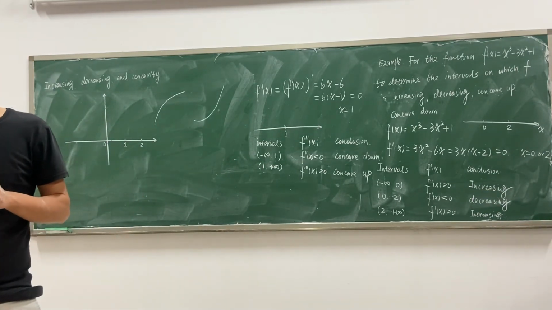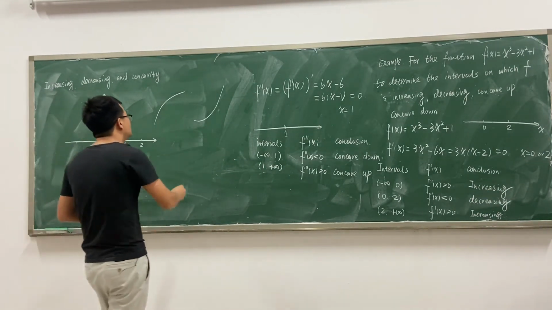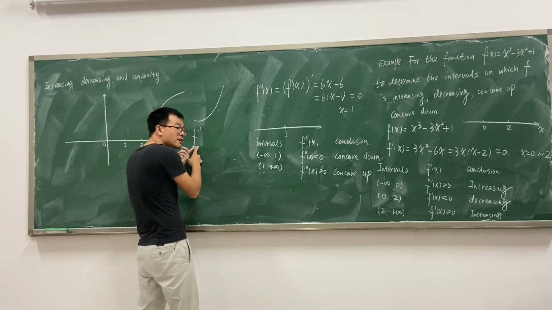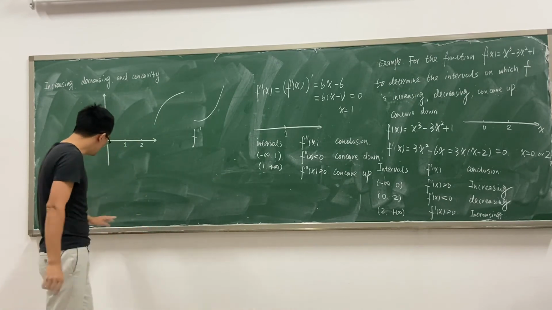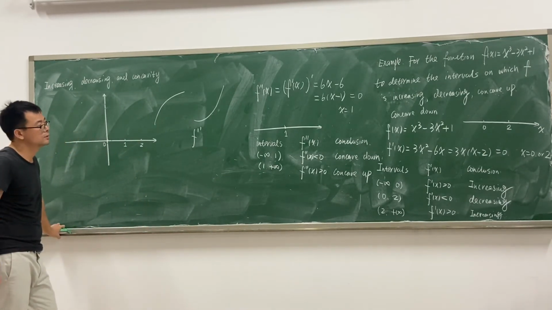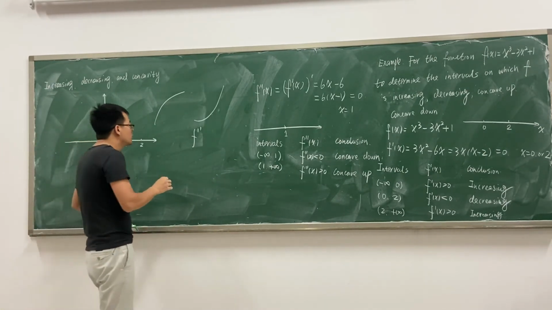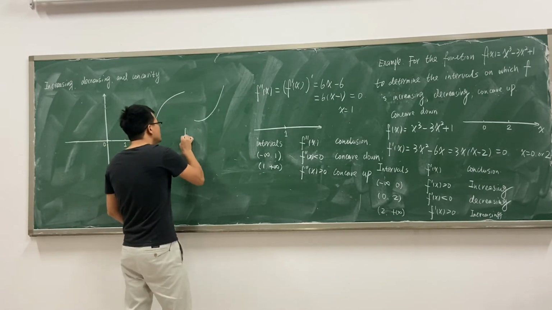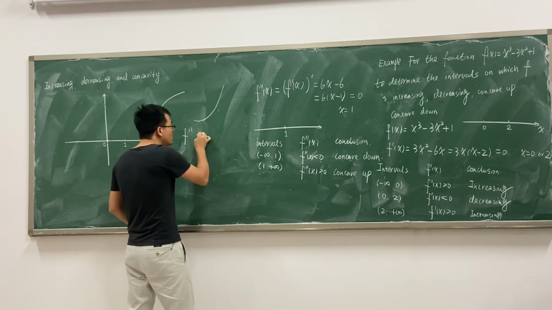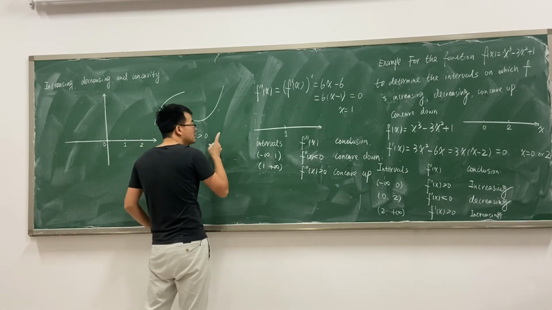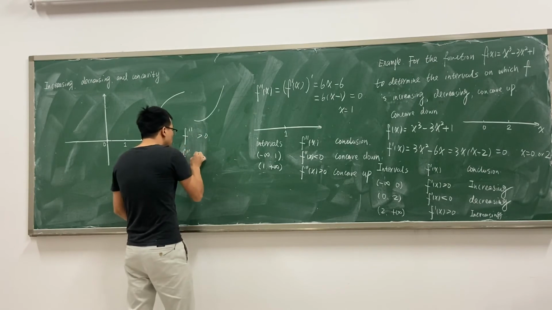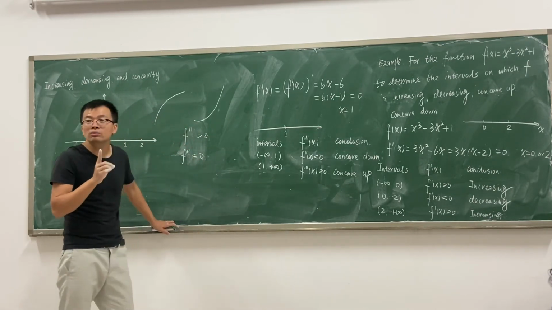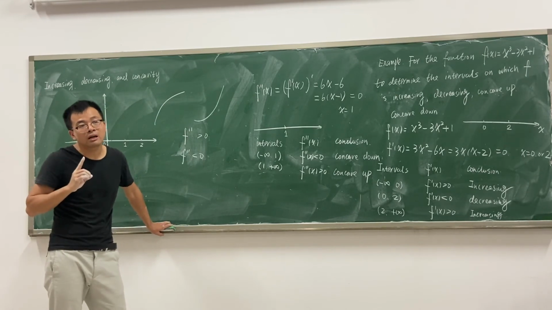So I think for concave up or concave down, you just use the second derivative. How to remember it? If the second derivative is greater than 0, it is concave up. If the second derivative is less than 0, it is concave down. But how to remember concave up and concave down?